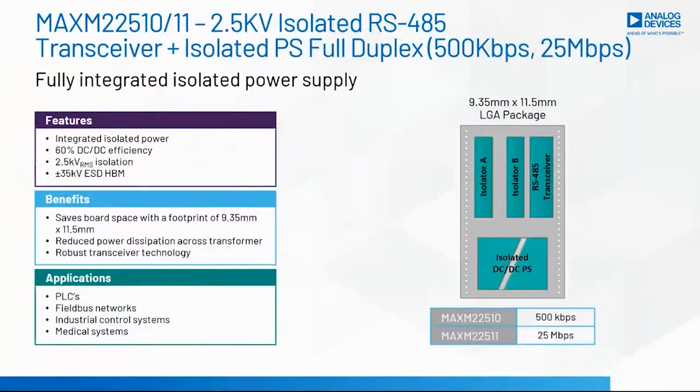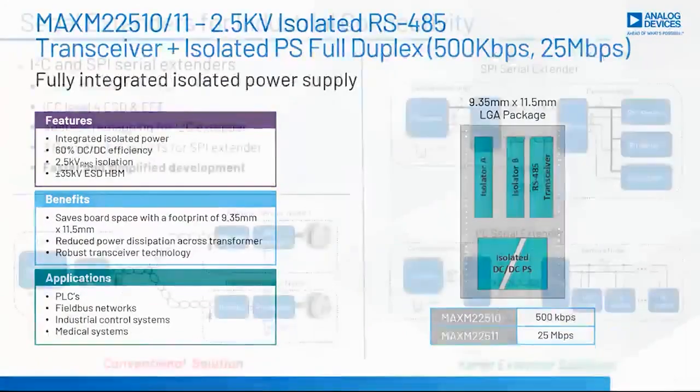MAX22510 and 911 is another fully isolated transceiver family. It isolates data as well as power using an integrated isolated DC-DC converter. It's a much more convenient solution as everything needed is in a single package, including power. It comes with 2.5 kilovolt RMS isolation and up to 35 kilovolt ESD protection.